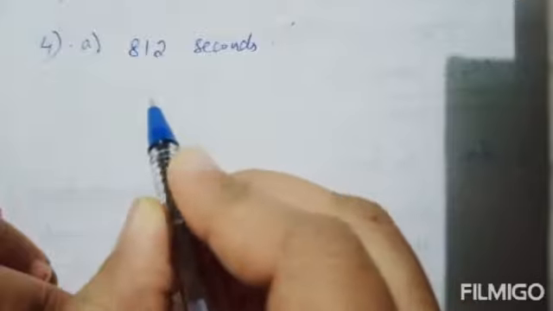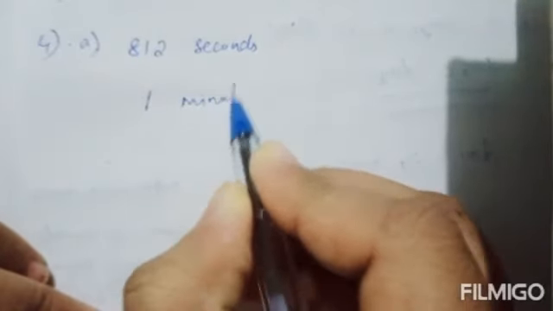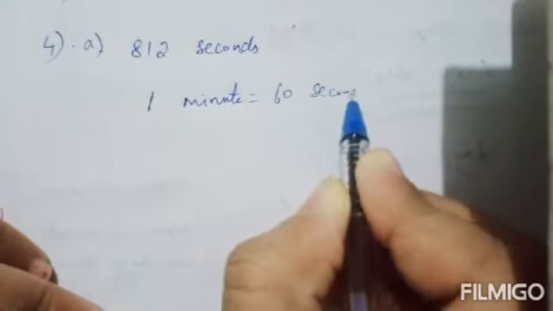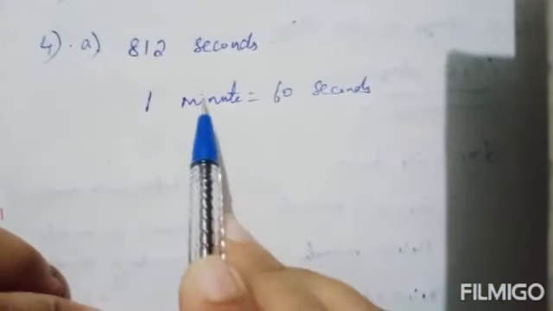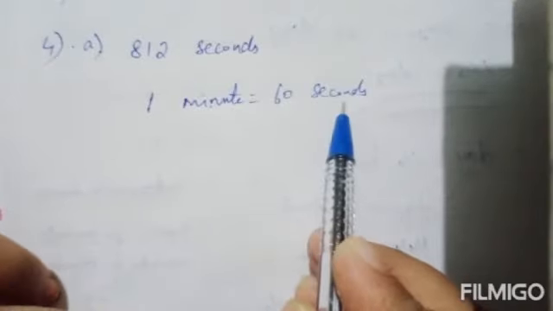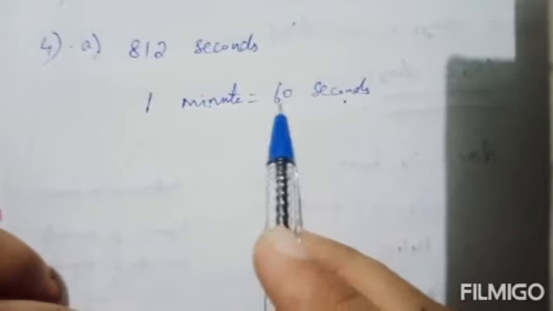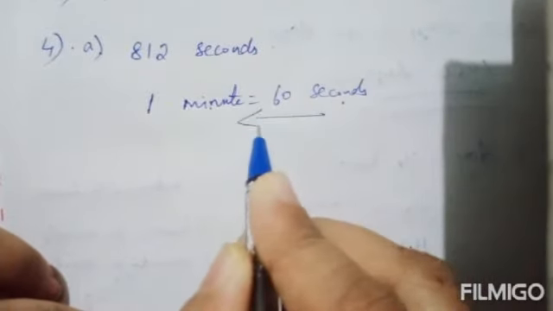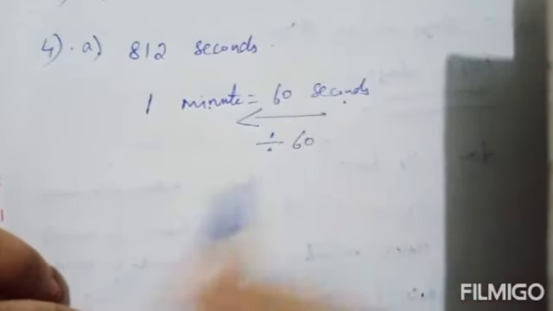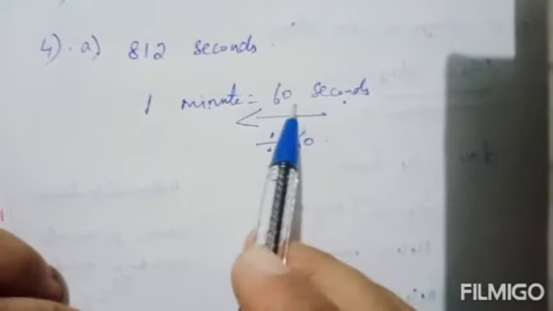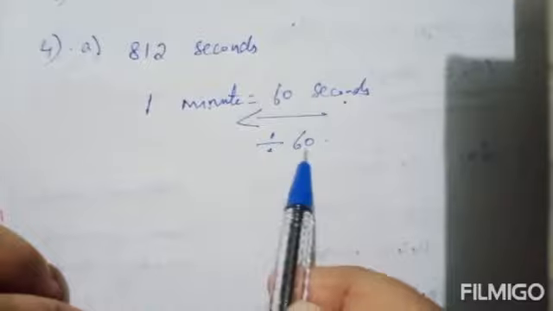Next, fourth question. Convert 812 seconds to minutes and seconds. So here seconds you have to convert to minutes and seconds. That is very simple. We know the relation 1 minute equal to 60 seconds. In order to convert minutes to seconds, just multiply by 60. But in order to convert seconds to minutes, you just divide by 60.